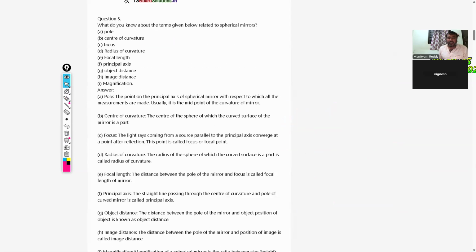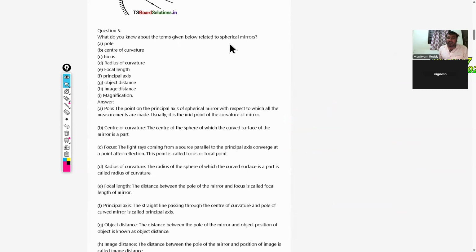Next question: what do you know about the terms given below related to spherical mirrors? Pole: the point on the principal axis of a spherical mirror with respect to which all the measurements are made. It is the midpoint of the curvature of the mirror.